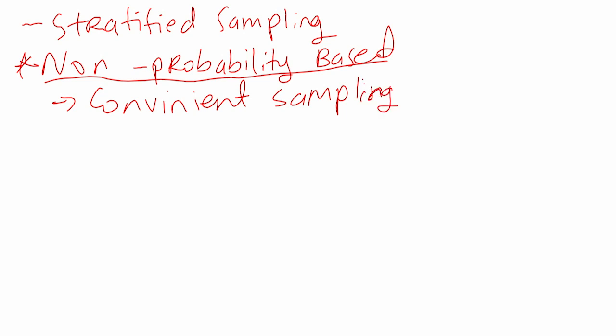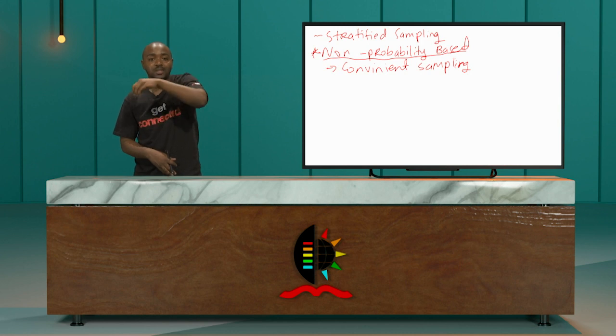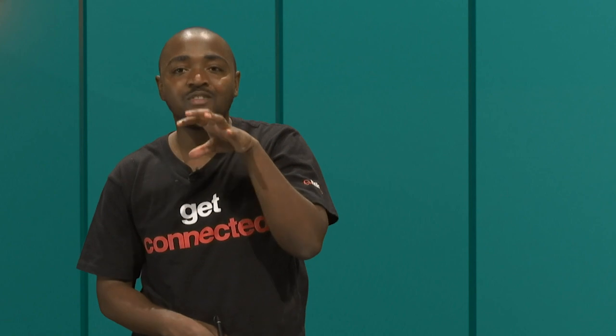What do I mean by the type of sampling which is probability based? It is a sampling where everyone has an equal chance to be sampled from the population and to be in my sample space. But non-probability based is where not everyone has an equal chance to be sampled and be in my sample space. Okay, so now let's talk.